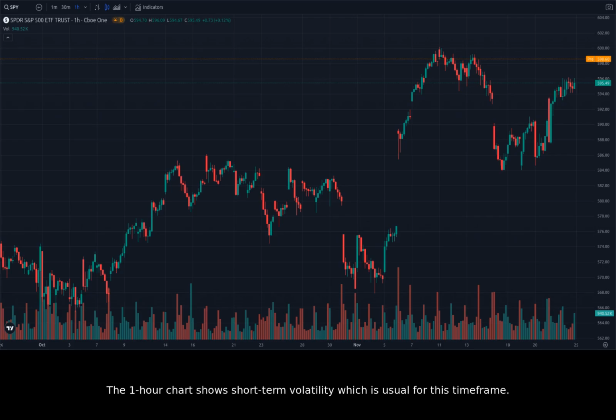The one-hour chart shows short-term volatility, which is usual for this time frame. However, the overall direction seems to be trending upwards. This upward trend supports the bullish outlook we observed on the one-day chart.